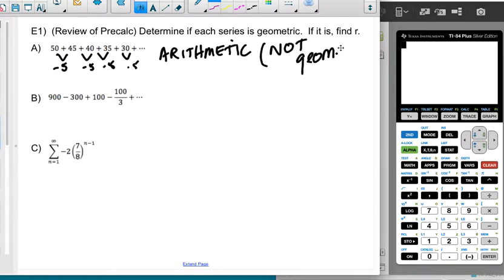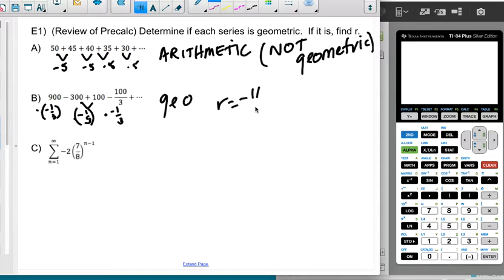It is not geometric. Geometric means you're multiplying by the same number or dividing by the same number to get from one term to the next. So in this case, to get from 900 to negative 300, I could try dividing by negative 3 or multiplying by a negative 1/3. Let's see if that works. If I do 900 times a negative 1/3, and then negative 300 times a negative 1/3, sure enough, that gives me 100, and if I multiply again by a negative 1/3, that gives me a negative 100 over 3. So yes, this is geometric, and r is a negative 1/3.